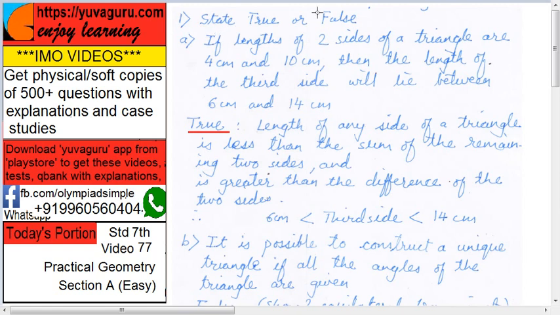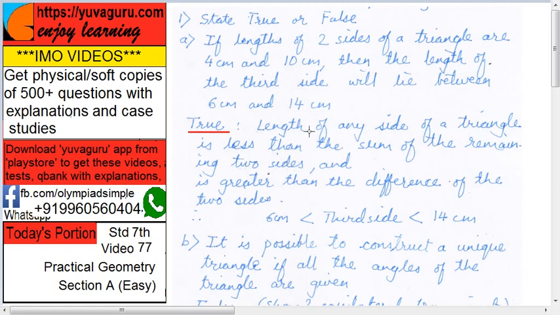State true or false. If the lengths of two sides of a triangle are 4 centimeter and 10 centimeter, then the length of the third side will lie between 6 centimeter and 14 centimeter. Is it true? If you check chapter 6, that is properties of triangles, then you will know that there is one property of triangle which says that length of any side of a triangle is less than the sum of the remaining two sides.